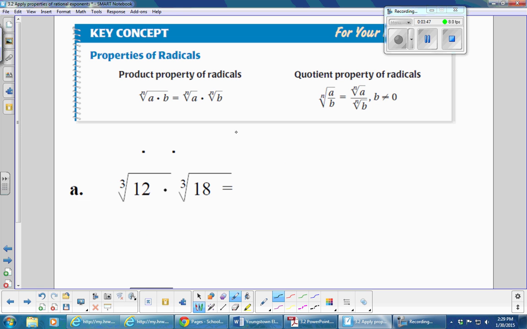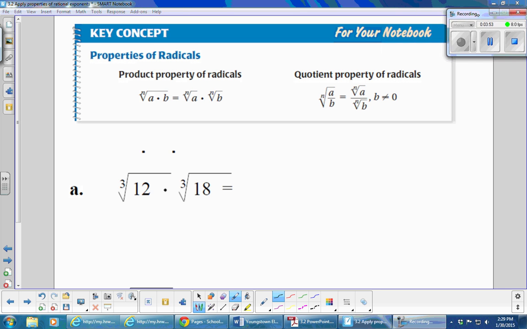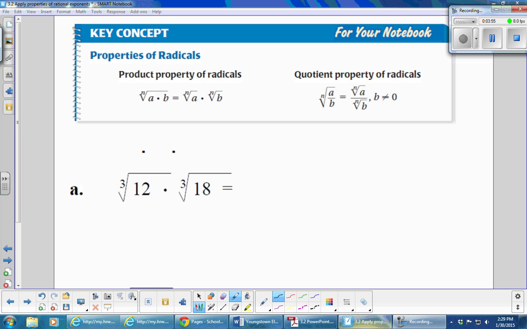The next thing we're going to start talking about is properties of radicals. This would be a good thing to put in your notes. Put these two laws in your notebook: the product property and the quotient property. We've used these before, but now we're going to be using them with bigger radicals. We're not going to be using them with just square roots, but also with cube roots, fourth roots, and all those other things.